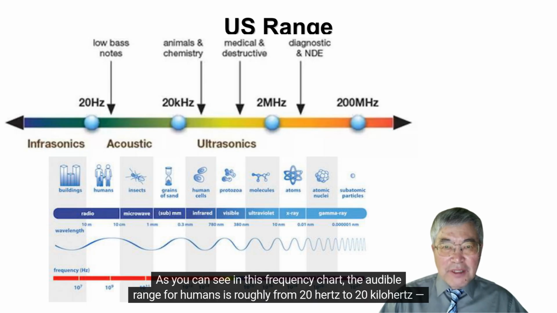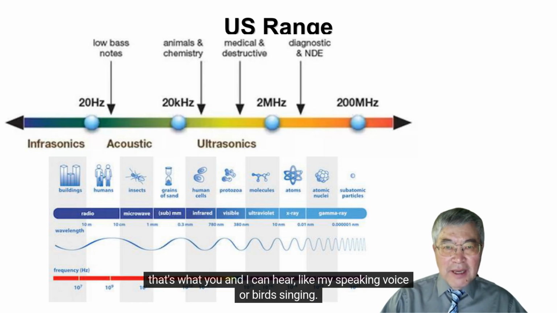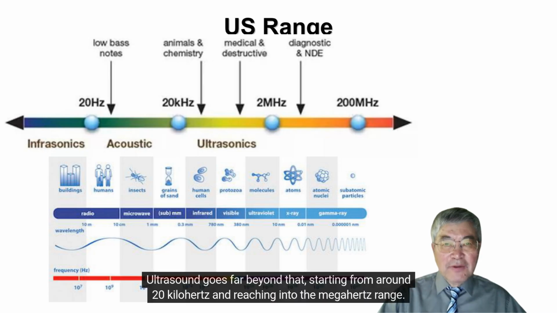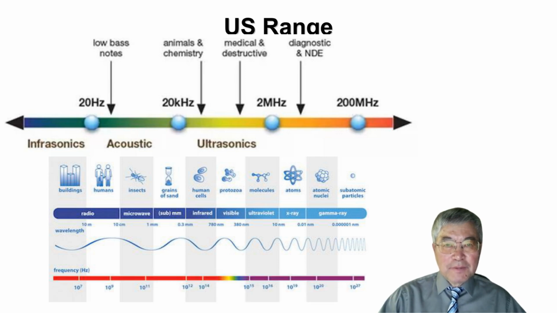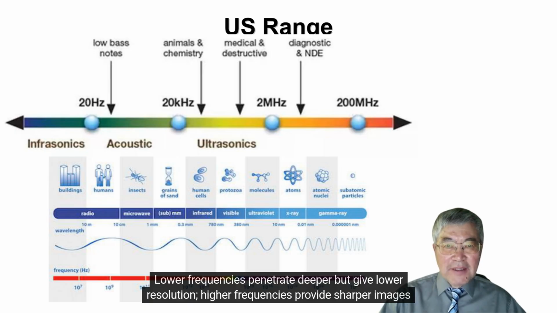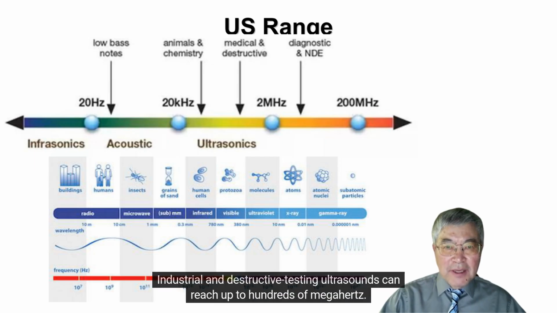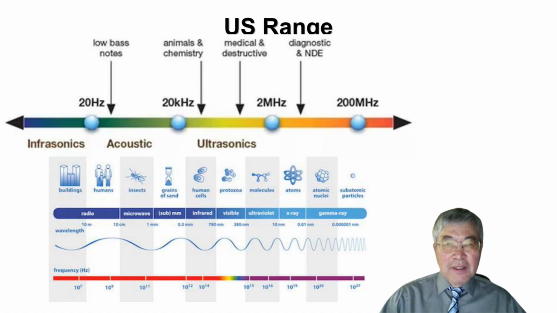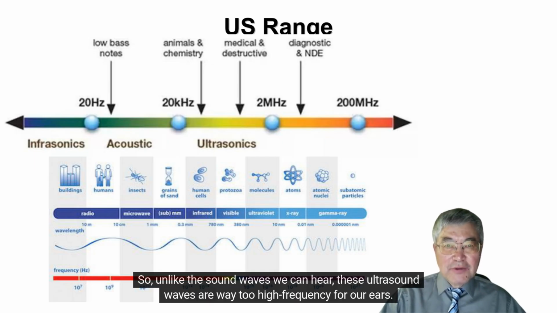As you can see in this frequency chart, the audible range for humans is roughly from 20 Hz to 20 kHz. That's what you and I can hear, like my speaking voice or birds singing. Ultrasound goes far beyond that, starting from around 20 kHz and reaching into the megahertz range. In medical imaging, typical frequencies are between 2 MHz and 20 MHz depending on the application. Lower frequencies penetrate deeper but give lower resolution. Higher frequencies provide sharper images but can't go as deep. Industrial and destructive testing ultrasounds can reach up to hundreds of megahertz. So, unlike the sound waves we can hear, these ultrasound waves are way too high frequency for our ears.